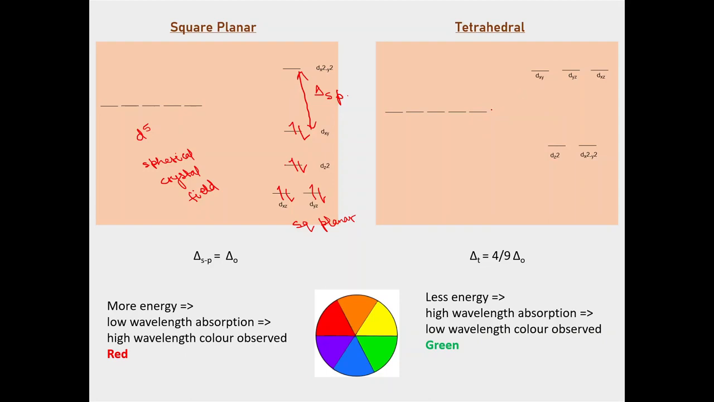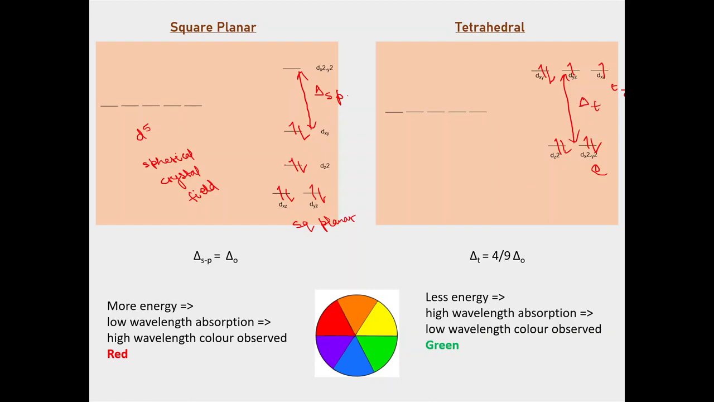Similarly, when d orbitals are present in a tetrahedral crystal field, they split into two sets, which are the E and T2 sets. Okay, so the E set consists of dz square and dx square minus y square, whereas the T2 set has dxy, dyz and dxz. So here also, 1, 2, 3, 4, 5, 6, 7, 8, right? And here the crystal field splitting is delta T, right?